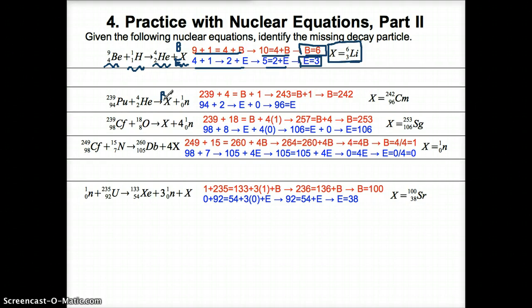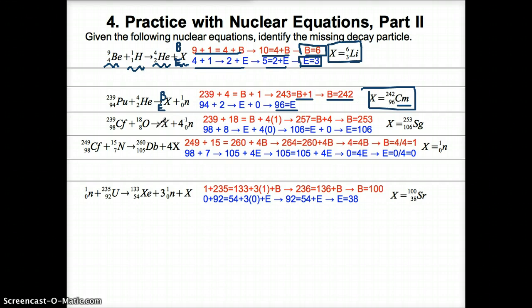So again, here you have a mass of B, a charge of E for X. Set the sum of the masses on the reactant side, 239 plus 4, equal to the sum of the mass on the product side, B plus 1. And set the sum of the charges on the reactant side, 94 plus 2, equal to the sum of the charges on the product side, E plus 0. If you solve for B, you get B, or the mass of the unknown particle, is 242, and E, or the charge of the unknown particle on the product side, is 96. If you check, it's not on table O, so you've got to check the periodic table. What has an atomic number or charge of 96? You'll see that that's Cm. So X is the particle Cm, where you have a mass of 242 and a charge of 96.